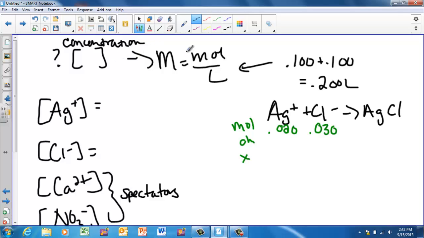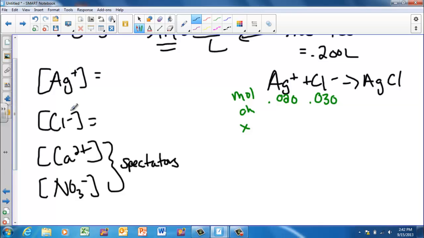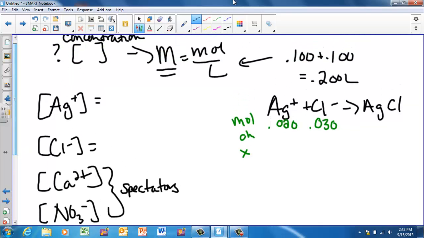And whenever we're looking for concentration of ions, we're looking for the moles per liter, and it's in molarity. And there's 4 ions that we're dealing with in this solution: silver ion, the chloride, the calcium, and the nitrate. Now, just as a reminder, whenever we combine 2 solutions, whenever you find the final molarity, you divide by the new total volume. And for this reaction, we took 100 milliliters of each solution and added them together, so the total volume, whenever we're going to find these molarities, is going to be 0.200 liters.